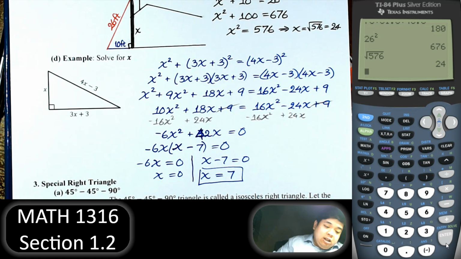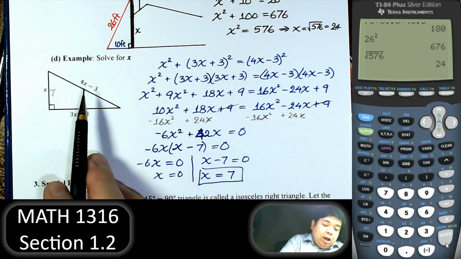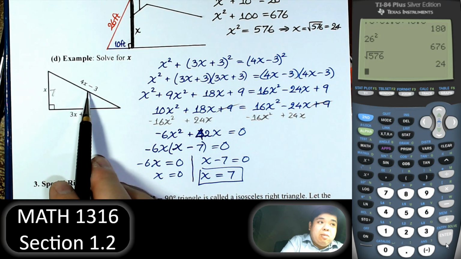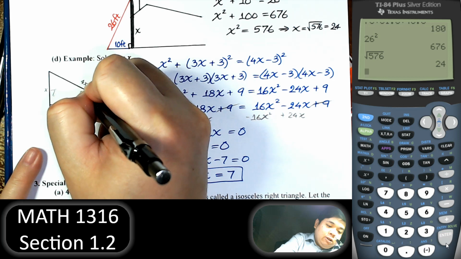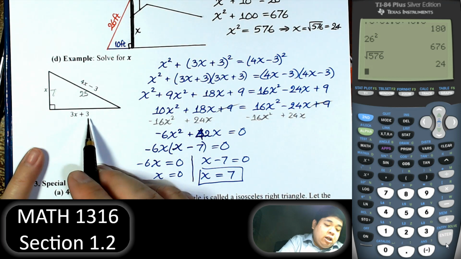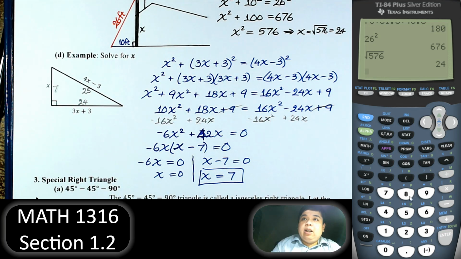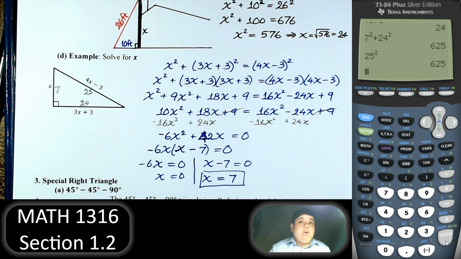So if we put it back, this side is 7, because x is 7. 4 times 7 is 28, minus 3 is 25. And then 3 times 7 is 21, plus 3 is 24. So we have 7, 24, and 25. How about 7 squared plus 24 squared and 25 squared? Yes, so this is correct. So it's time to check the answer.